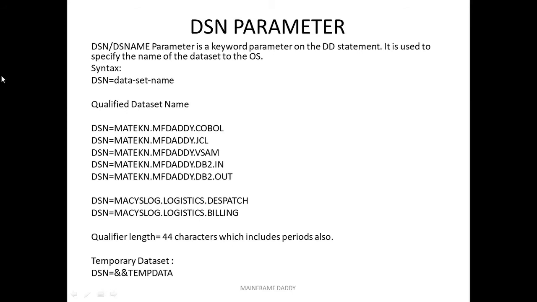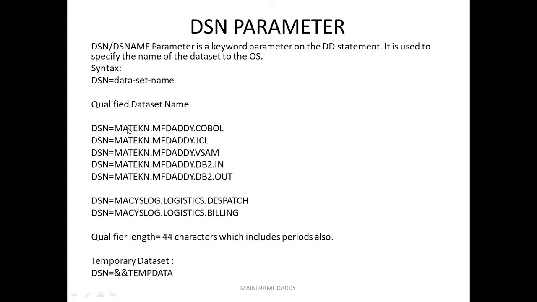So how should we name the datasets? There comes the qualified dataset name. For example, DSN equal to madekn.mfdaddy.cobol. Madekn is called the first qualifier, mfdaddy is called the second qualifier, and cobol is called the third qualifier. So this is a qualified dataset name, which has 3 names in it in my example.